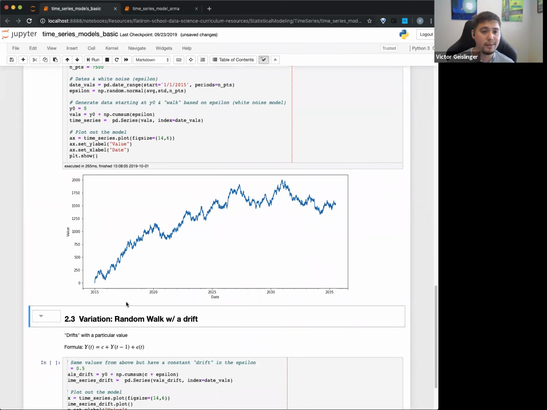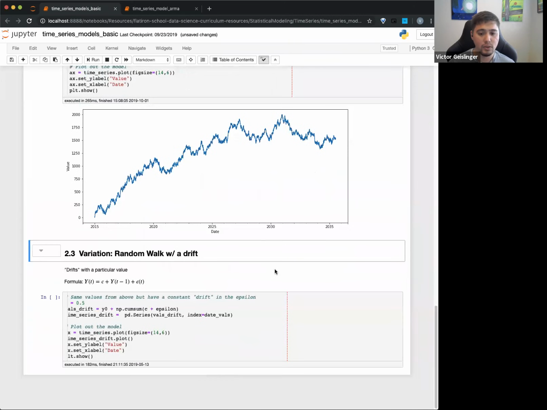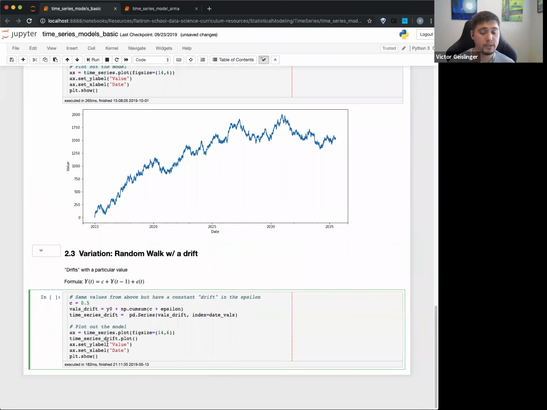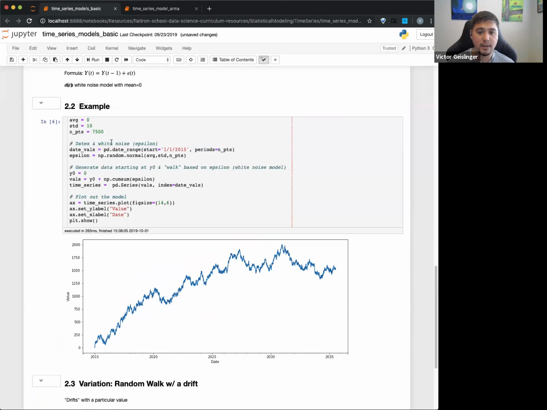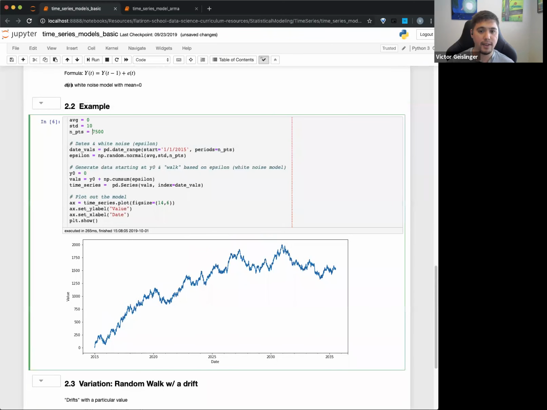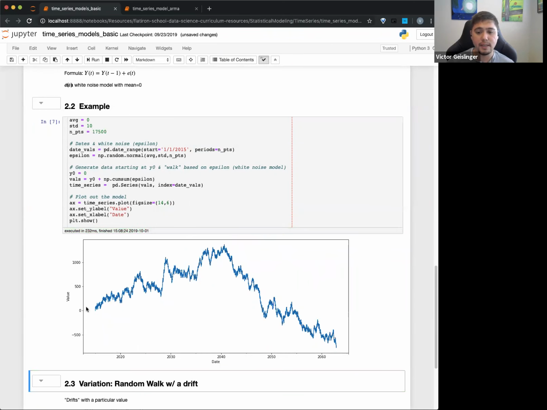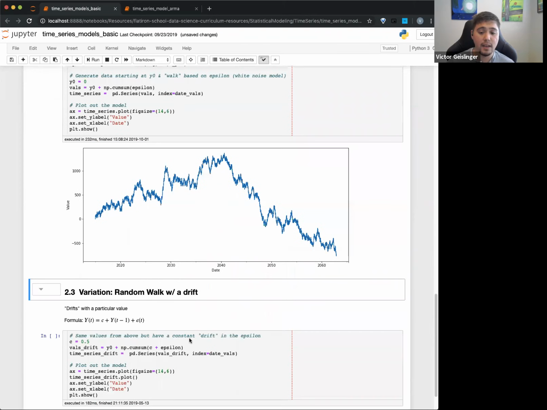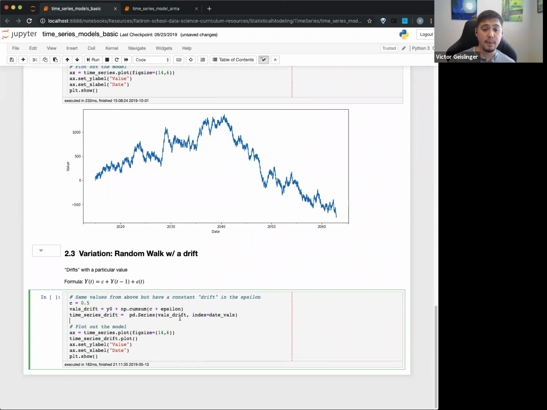This should in the long term go to 0 because you have random fluctuations up and down. Okay, cool. And then the last one, random walk with a drift, which basically is the same thing here. I try to show a good example of, if I had many, many values, you would expect it to go up and then it goes back down again. But random walk with a drift is the same idea here.